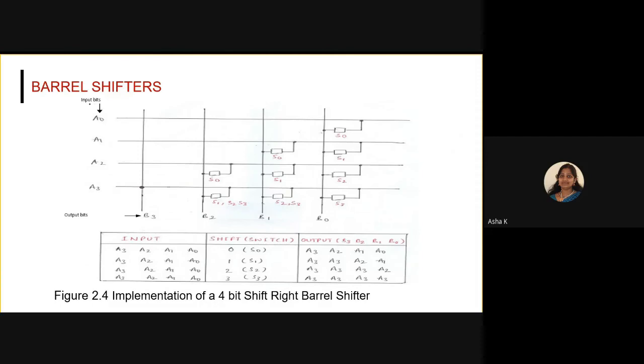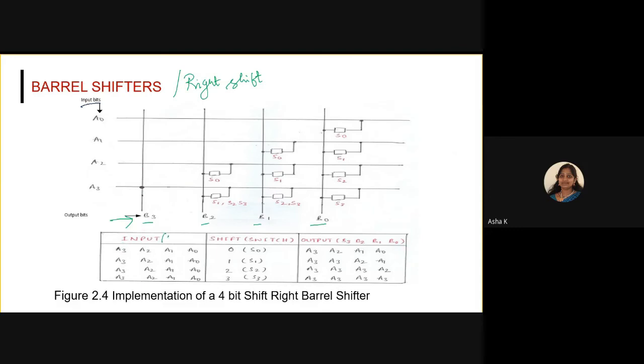Observe here we have the input bits, that is A0, A1, A2, A3, and also the output bits, V3, V2, V1, V0. I just wanted to perform a right shift operation. When we are analyzing right shift operation, I have A0, A1, A2, A3, then V0, V1, V2, V3. Just observe here, these are my inputs and these are my outputs.